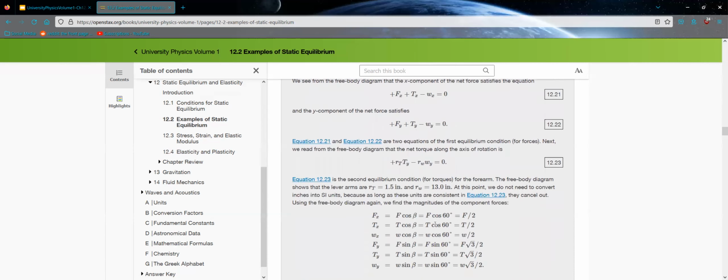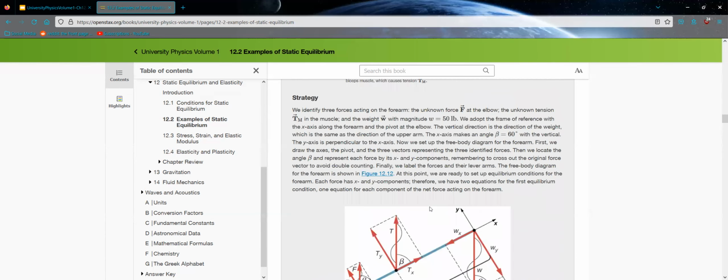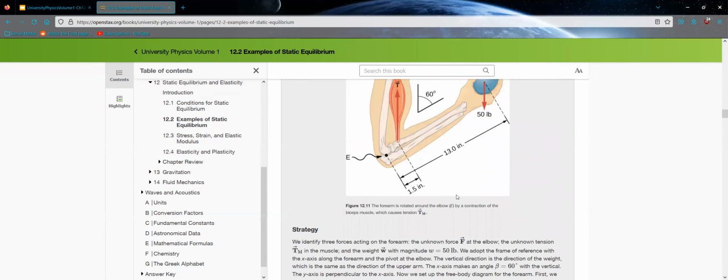The free body diagram shows that the lever arm is about 1.5 inches, as the bicep is 1.5 inches away from the elbow, and then the weight itself is 13 inches away from the elbow, which is these guys here, right?